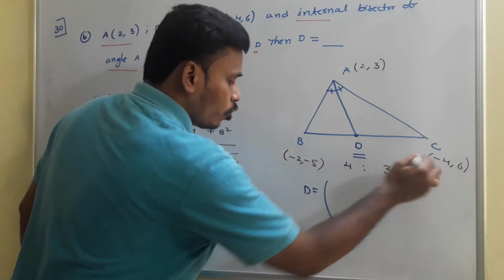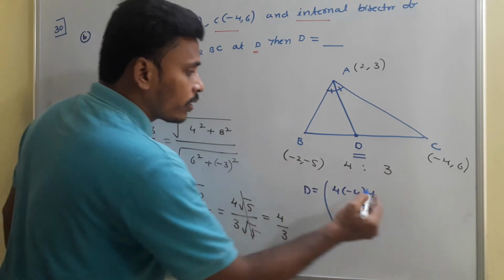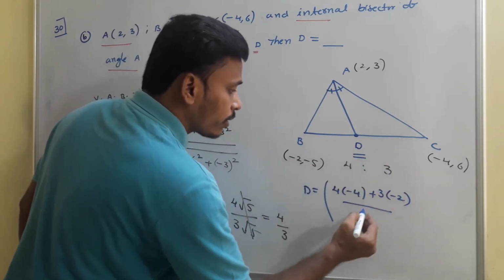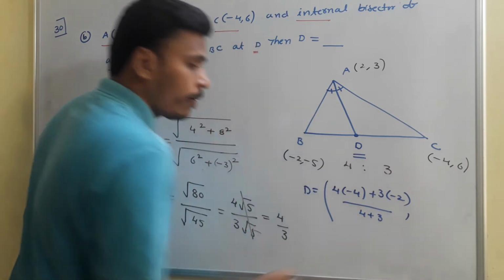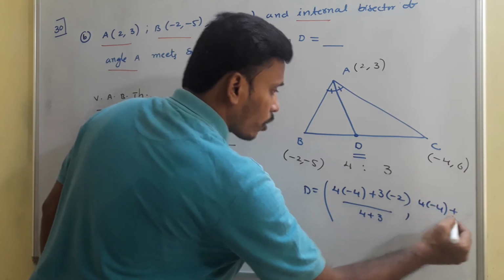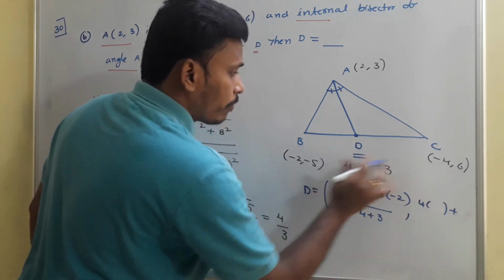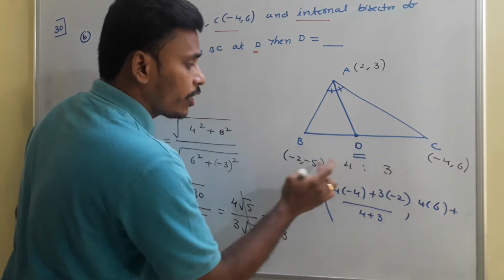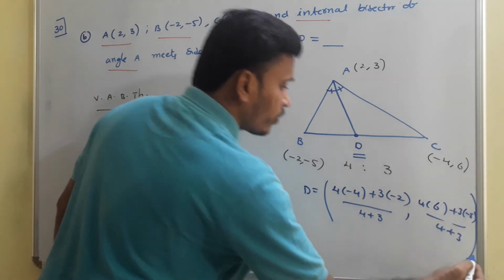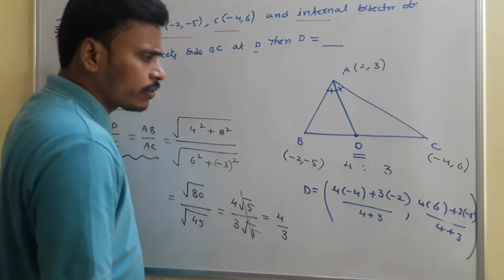M x2, 4 into -4, N x1, 3 into -2, divided by M plus N, 4 plus 3, comma, M y2, 4 into -4, N y1... see, not -4, okay, sorry, M y2, right, 4 into 6, plus 3 into -5, divided by 4 plus 3. Section division formula: M x2 plus N x1 by M plus N, M y2 plus N y1 by M plus N. Use that. Simplify it.